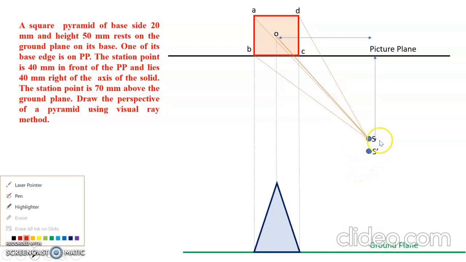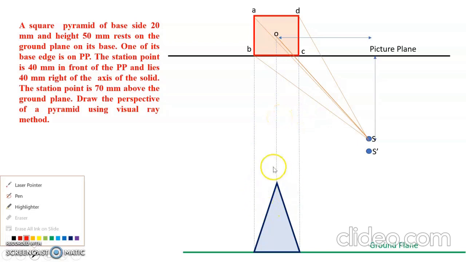Here what we did is, first we have got S and then S dash. From the S dash we need to draw the ground plane, which is 70 mm below. And then we have to draw the front view. A square pyramid can be seen as a triangle from the front view. So AB lies here and CD lies here. So draw the projection lines like this from A to B, C to D and O.